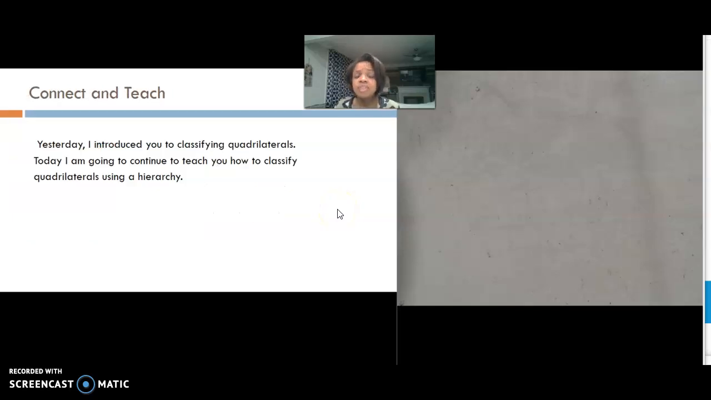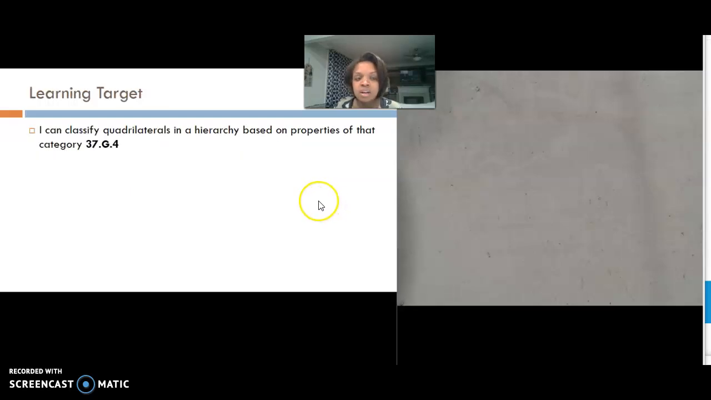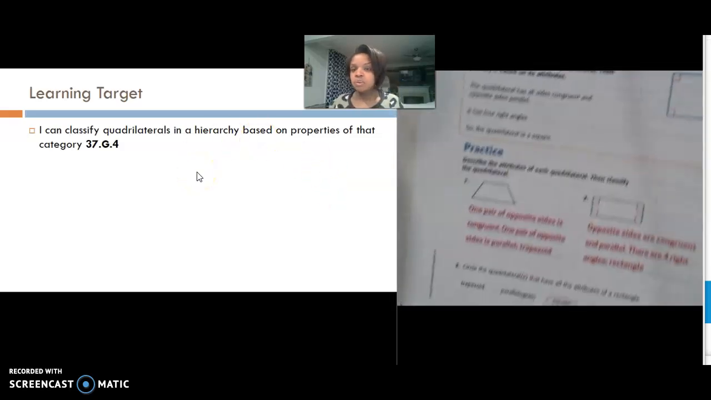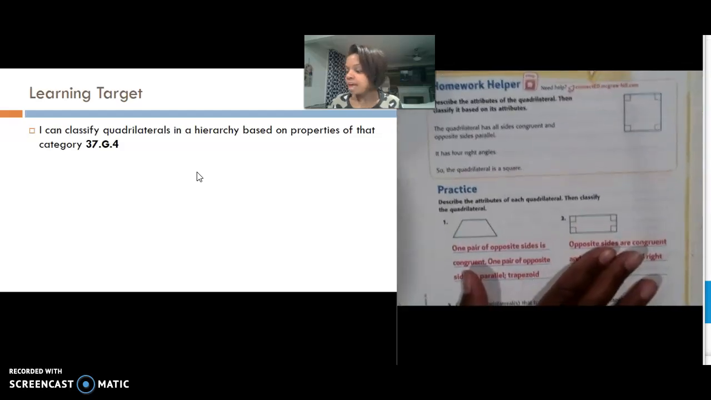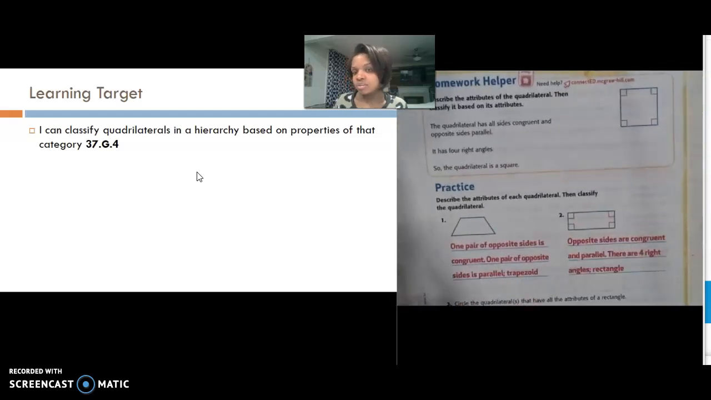All right, so yesterday we talked more about quadrilaterals and classifying them using our hierarchy. Today we're just going to do that a little bit further. So let's go ahead and get started. Our learning target, again, is I can classify quadrilaterals in a hierarchy based on the properties of that category. So before we get started, let's go ahead and review our practice that we had yesterday, okay?